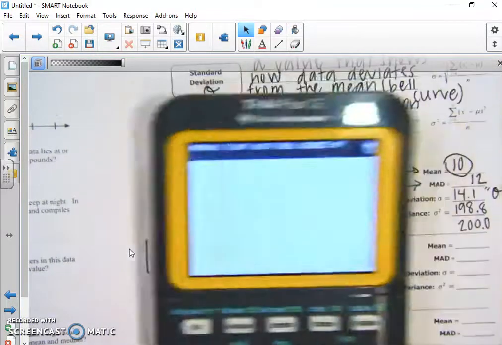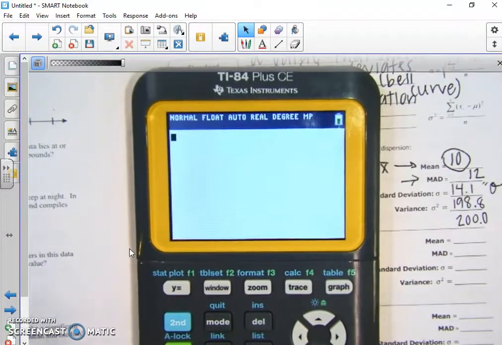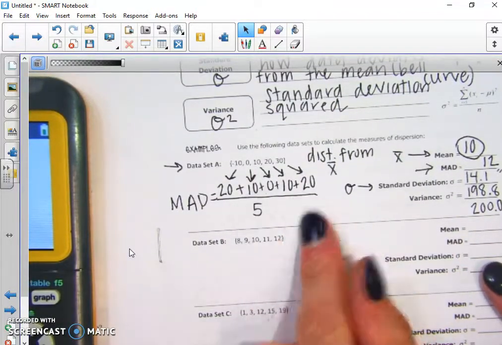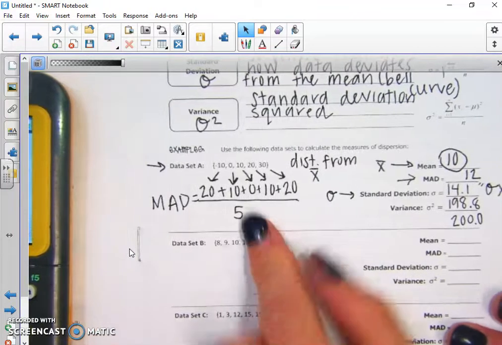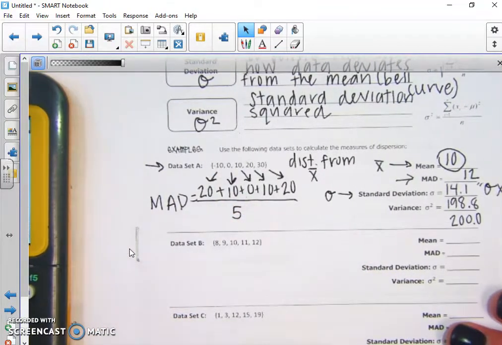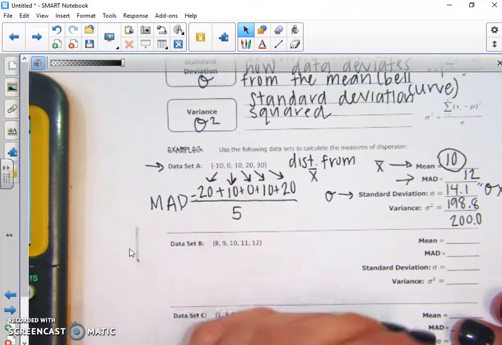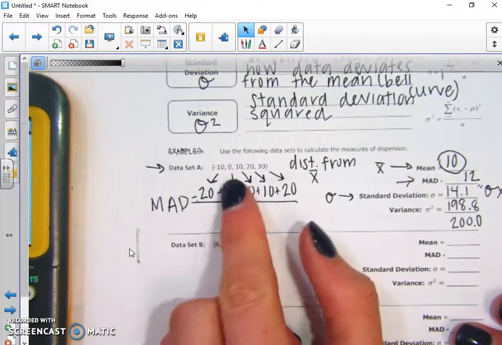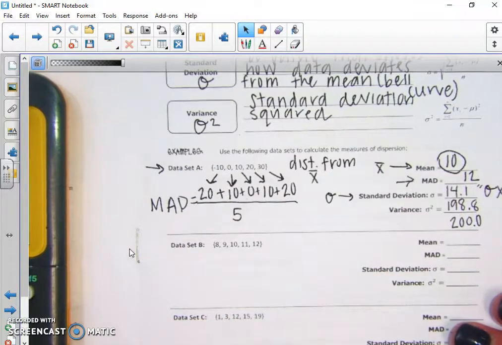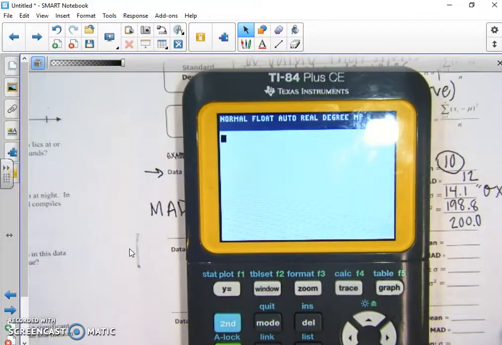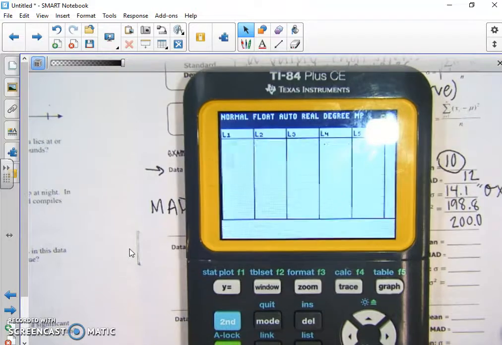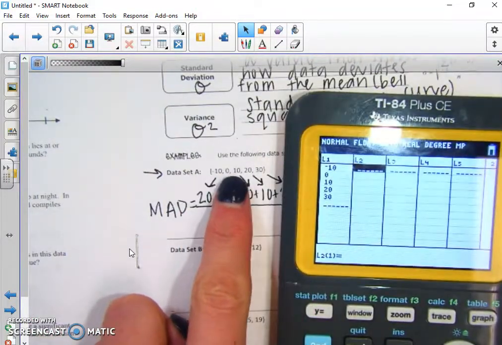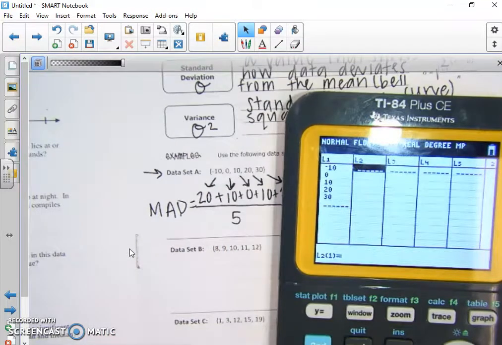Okay. One thing I want to show you is, so looking back at when we found the mean absolute deviation, we wrote it out this way, and you can certainly do that. It's always going to work. But let's say you have a bunch of numbers, like you might have a data set that has like 20 different numbers. It might take you a little while to find the difference between each data value and the mean. So here's a way you can do it in your calculator, okay? So we go to Stat and Edit, and notice we have our original data values in L1, so -10, 0, 10, 20, 30.